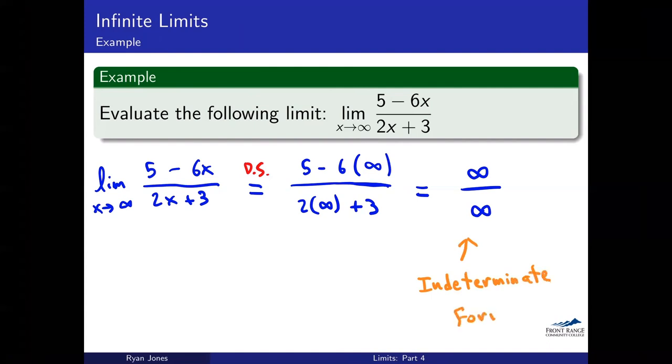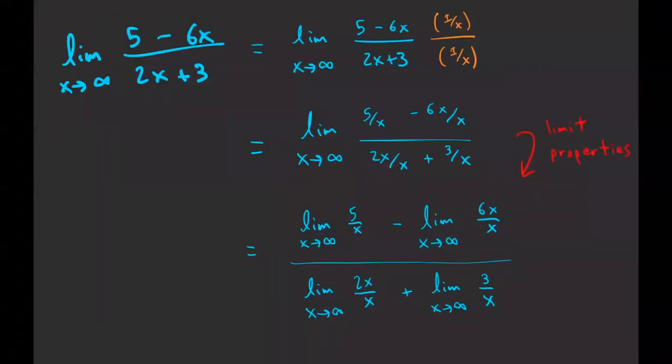Just like 0 over 0 was, infinity over infinity is an indeterminate form. And so if we had done things in the correct order here, we would have done this direct substitution first. We would have gotten this indeterminate form, infinity over infinity. Then we would have done this work right here.